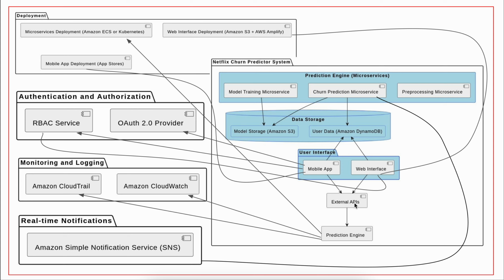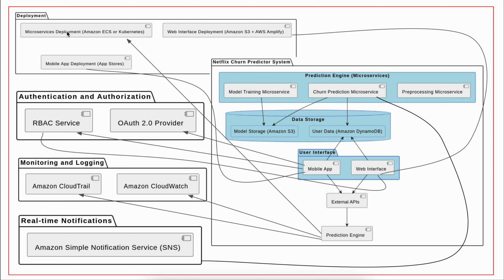External APIs. External APIs enable integration with other systems and services. They basically allow the churn prediction system to receive data from external sources and then send these predictions or alerts to other applications which are internally used for the model prediction. We'll come to the prediction engine in a bit.